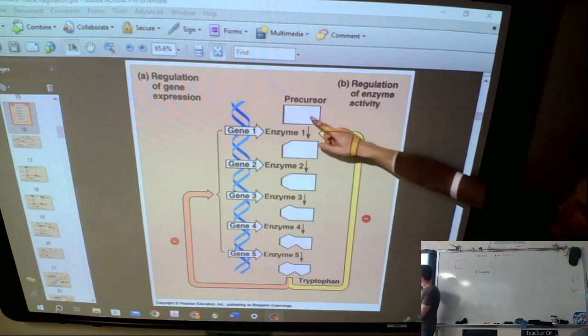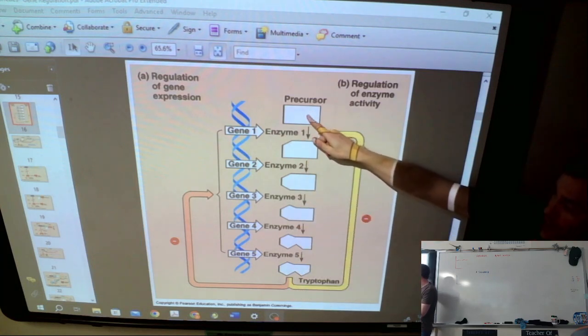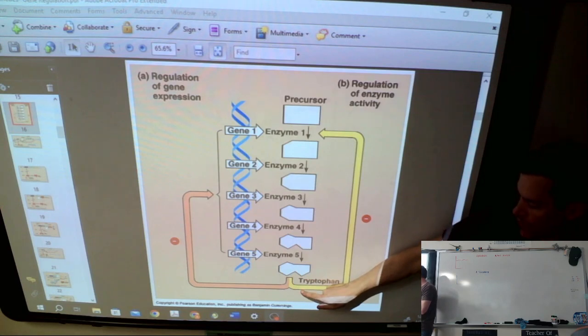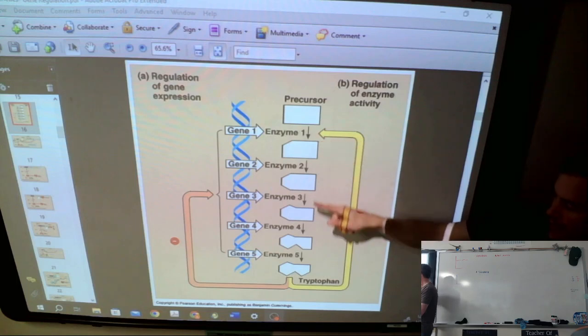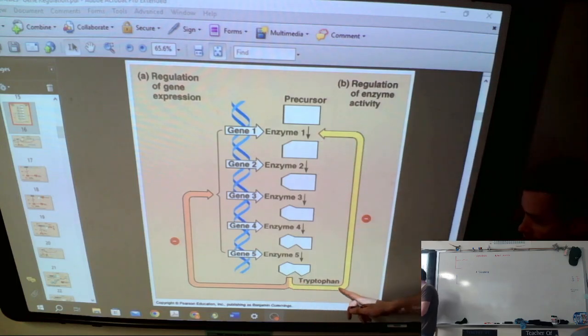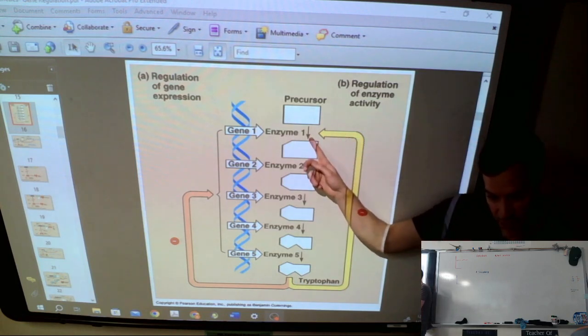Stop. So what does this whole process, these 5 chemical reactions, what does this whole process eventually make? Tryptophan. What is going to tell the process to stop? Tryptophan. So I'm feeding backwards, and I'm saying stop. Negative. So this is negative feedback.